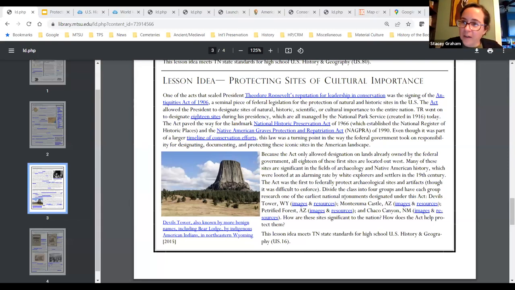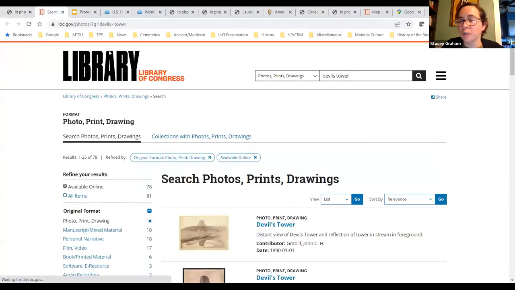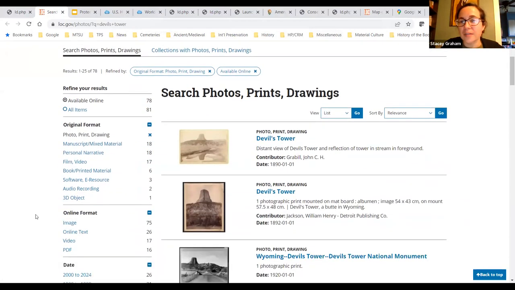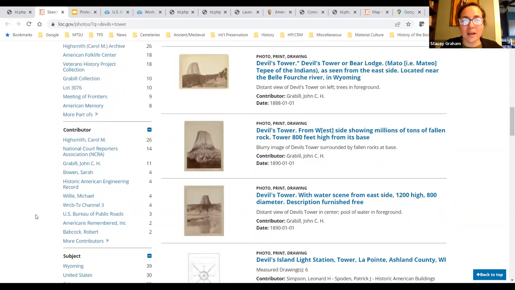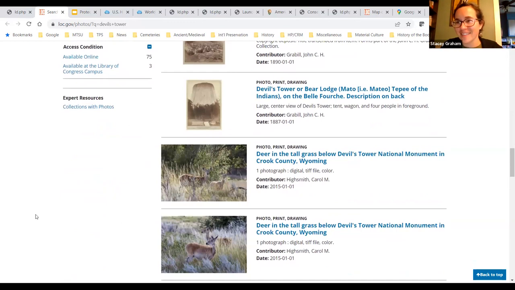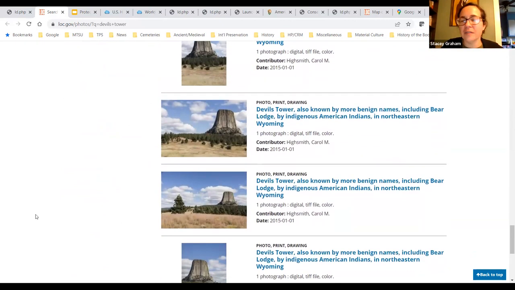You can see that for each of these four different sites, it links to images and resources. The images are search results at the Library of Congress so that students can look at, for example, a number of different photographs, some of which are older, black and white, sepia tone, because there were a lot of explorers who thought this was awesome right away. There are a lot of photographs from William Henry Jackson and John Grable and other very important people in this movement back then, from the turn of the century. And then, of course, Carol Highsmith, our favorite Library of Congress photographer, has been there more recently and created some wonderful color photographs that are all public domain. So there are a lot of different images that students can look at.